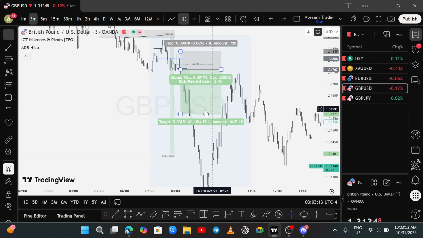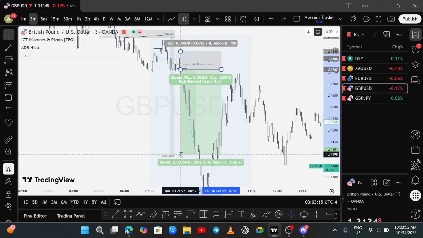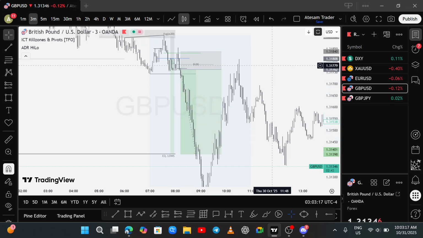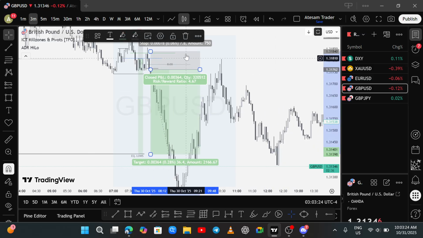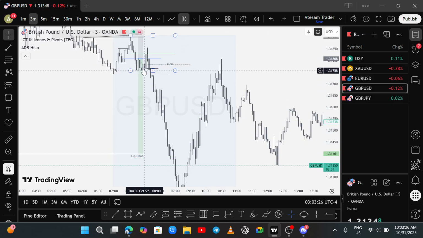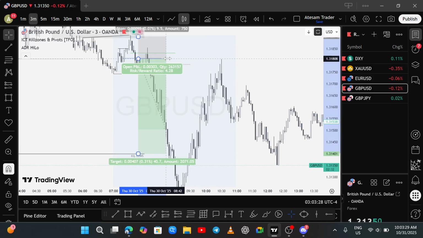Here, and this is one more trade. This is also a 4.67 hour trade. See this move. All these up close candles are holding the price. That means this is the expansion move. Yeah, so this is the trade I took.